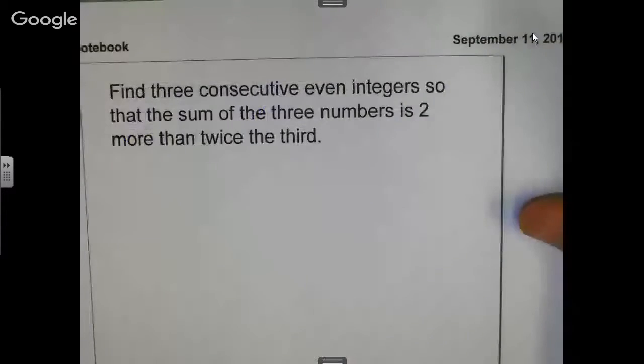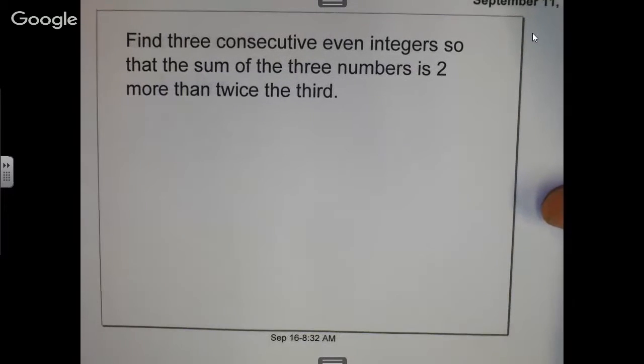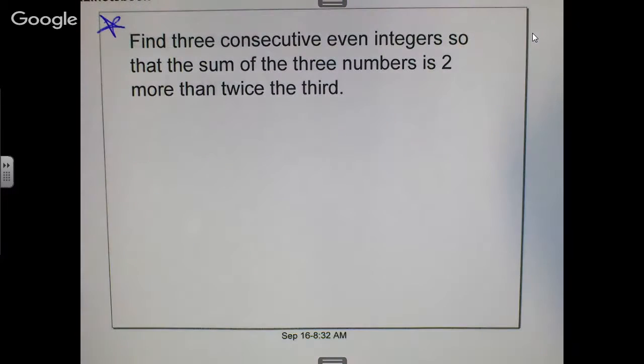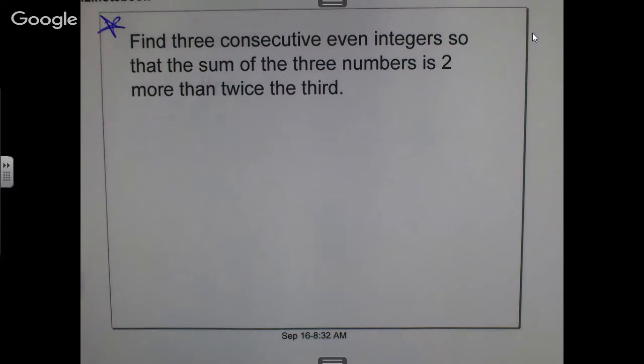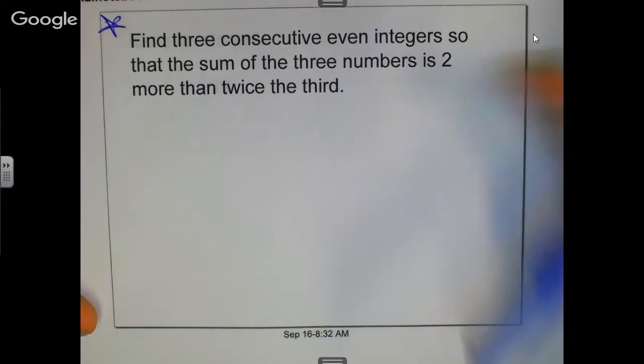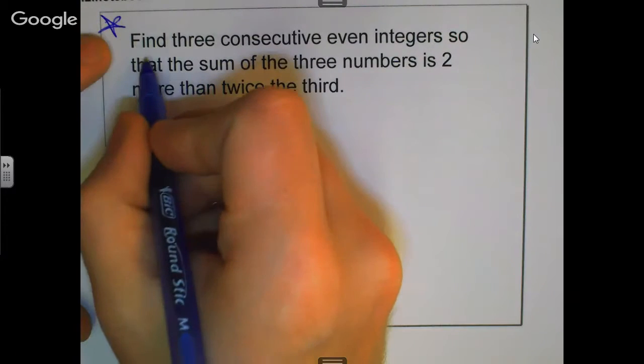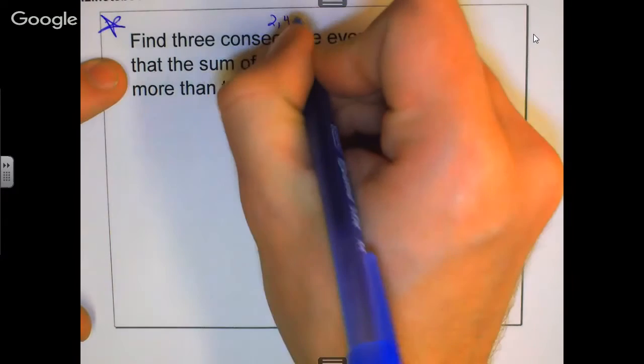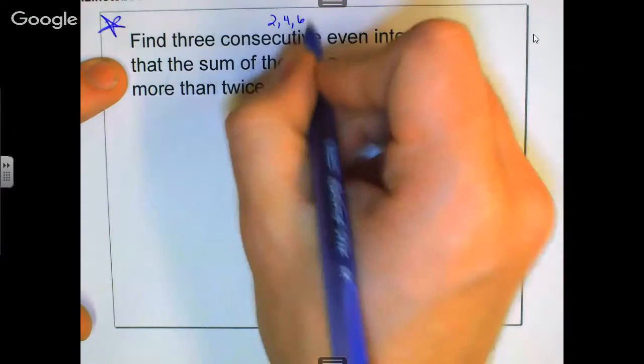So let's look at the next one. Find 3 consecutive even integers so that the sum of the three numbers is 2 more than twice the third. This is a really important problem. They make good ACT question problems. So find 3 consecutive even integers. That's like 2, 4, 6. We're looking for some kind of numbers like that.